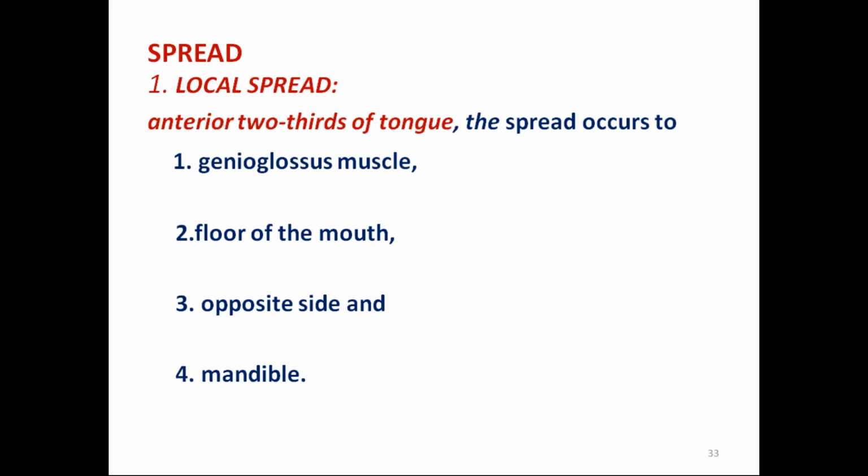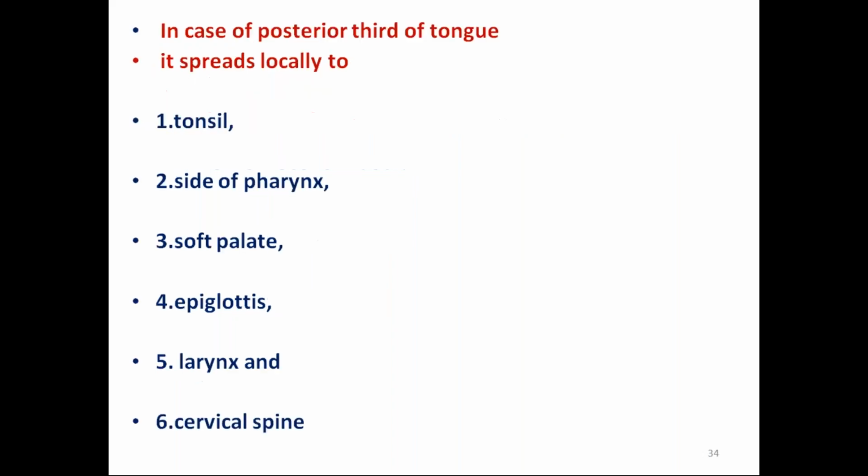So the spread includes local spread, including anterior spread to the genioglossus muscle, floor of the mouth, and opposite side on the mandible. That is, local spread is through local infiltration. It also spreads locally to the tonsils, side of the pharynx, soft palate, epiglottis, larynx, and cervical spine.